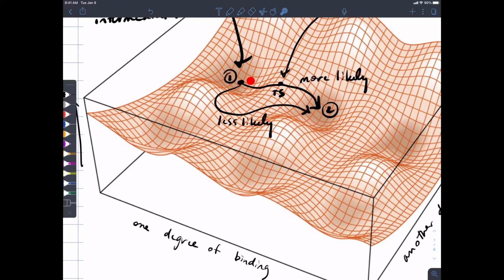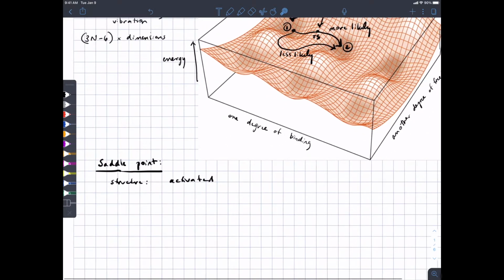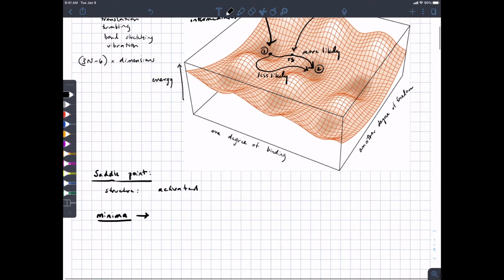Any way I go, it's up, right? That's the definition of a minimum, is that any other way you go from there is up. So one of the things you can do to define what those energy minima are is that the slope of energy with respect to whatever these coordinates are is positive.